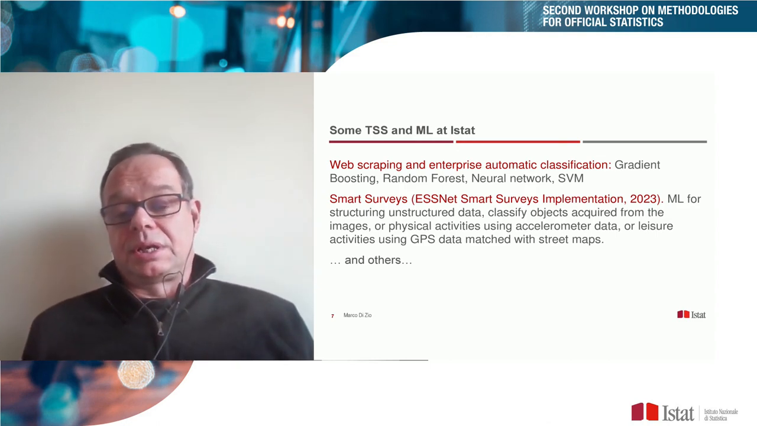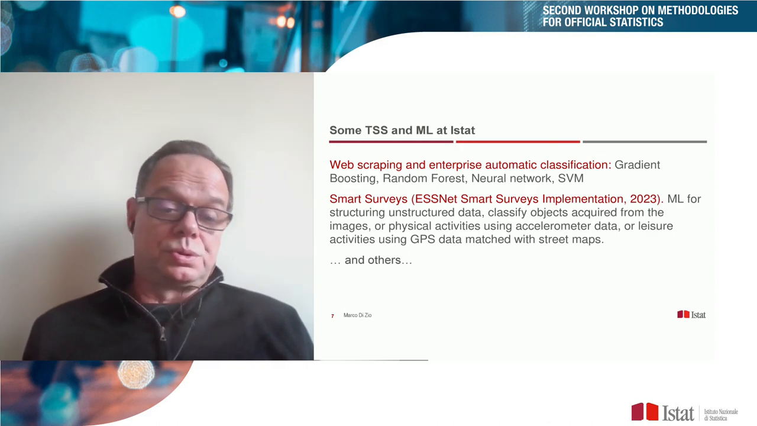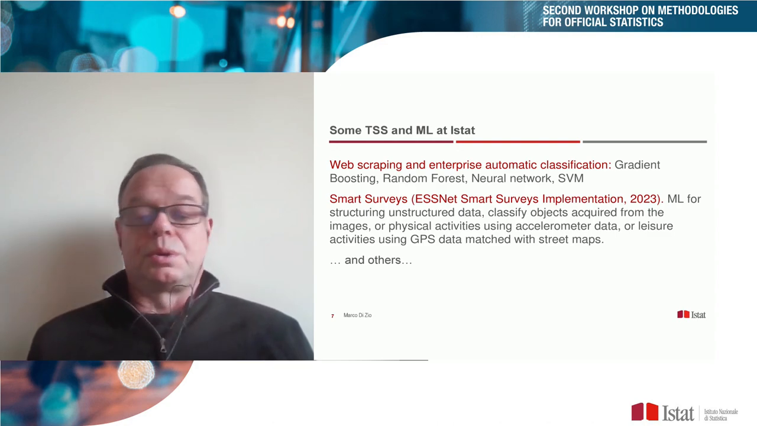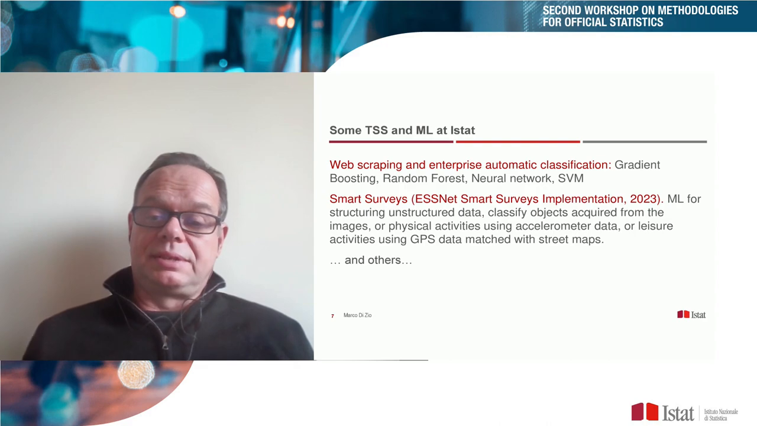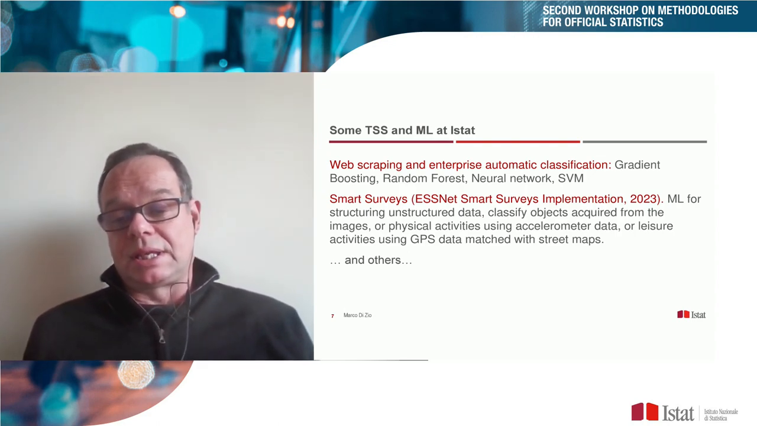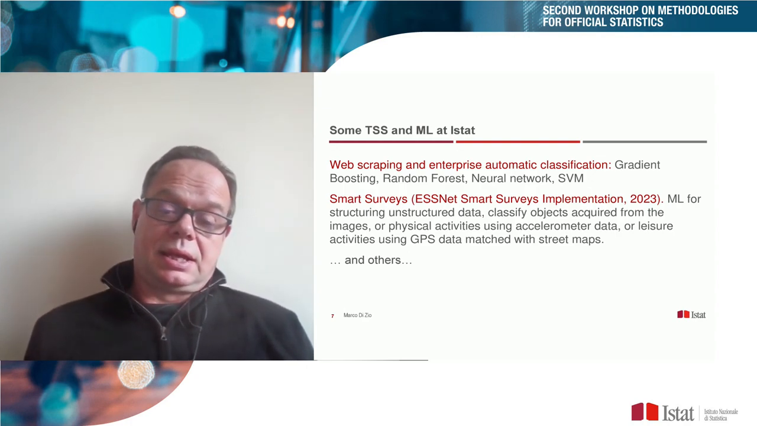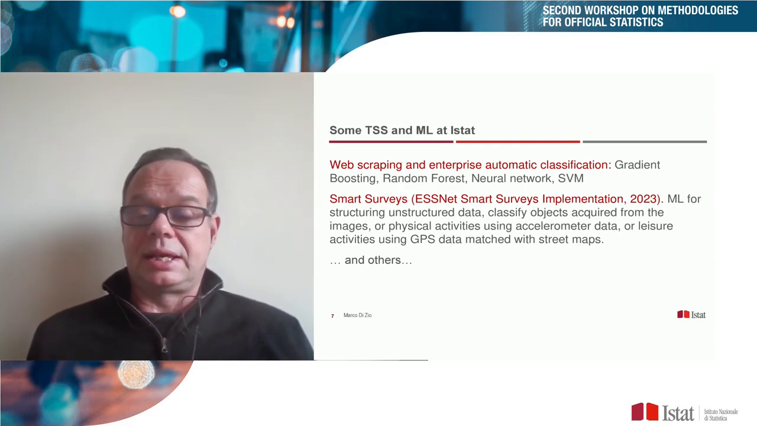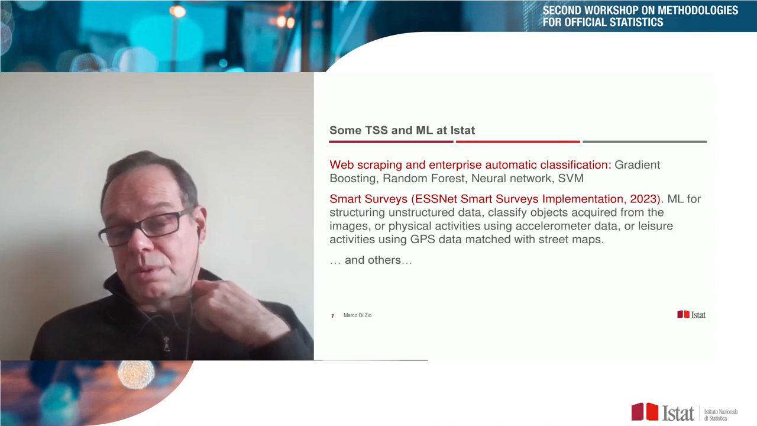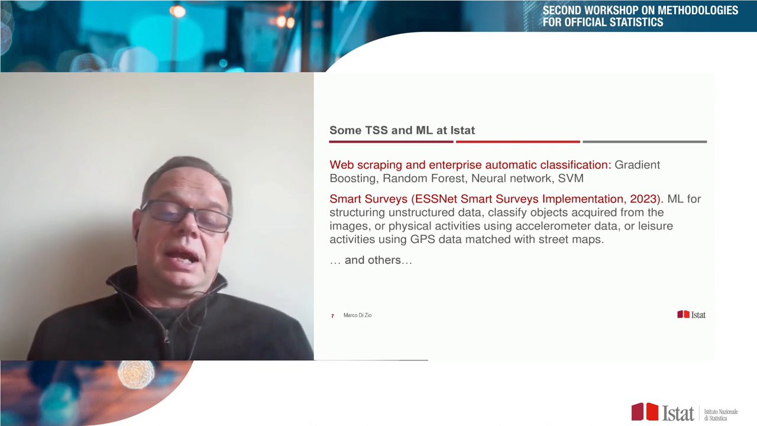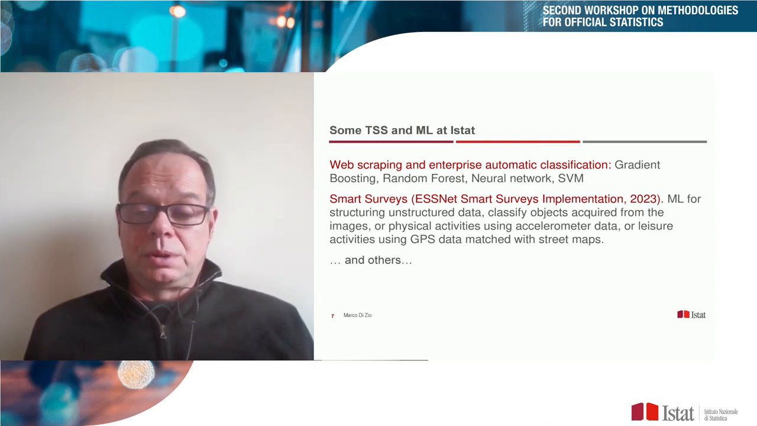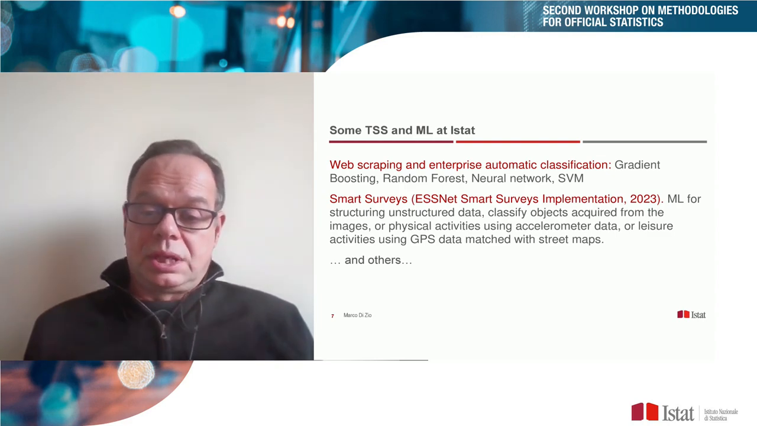Then we have other applications. We are conducting web scraping also to improve the classification of enterprises, for instance, to classify enterprises as smart or not smart, or even for the automatic classification many people mentioned in these two days. And also smart surveys that Claudia De Vitis presented yesterday. Here, machine learning is used for structuring unstructured data in order to classify objects acquired from images, physical activities, for instance by using accelerometer data, or leisure activities using GPS. There are others, but this is just to give you a very broad idea of what's going on. And honestly, most of the machine learning methods are being used in this context.